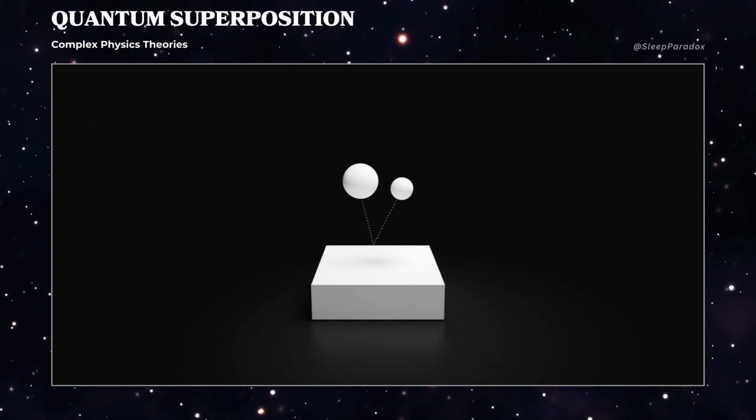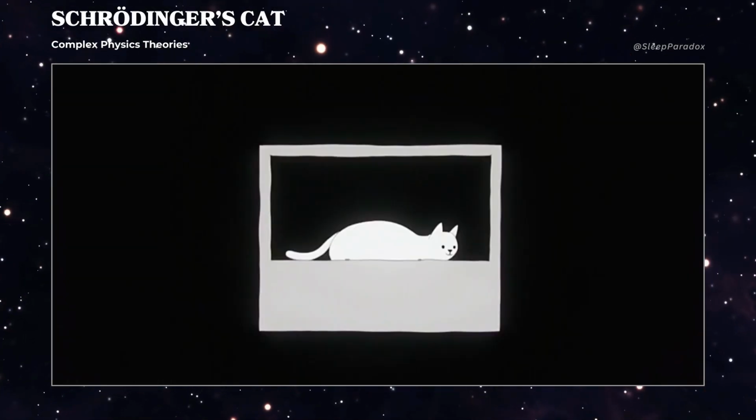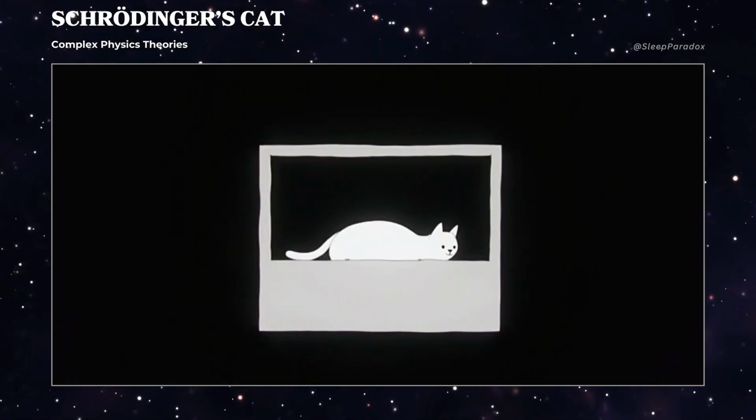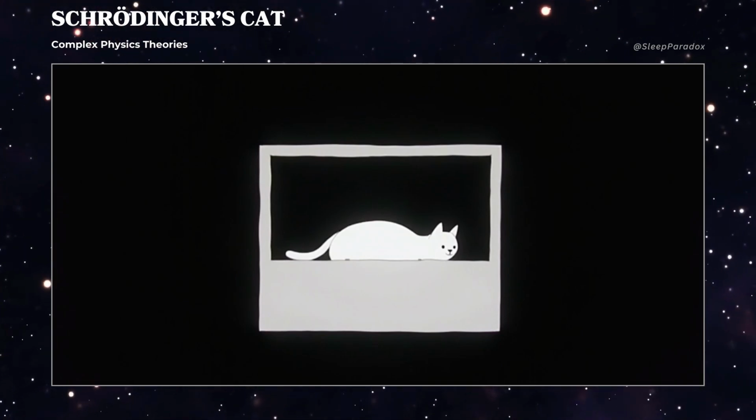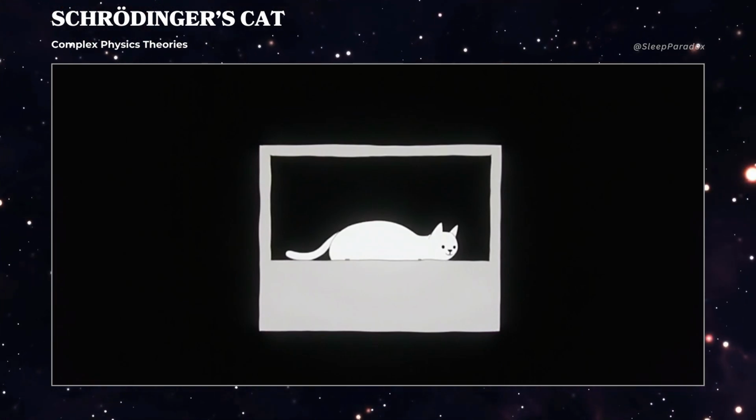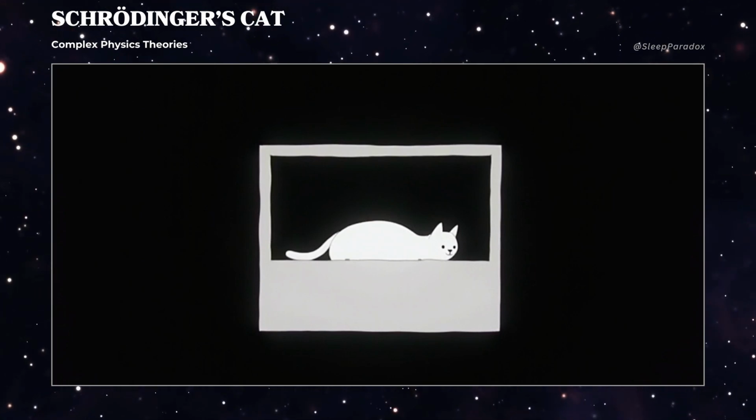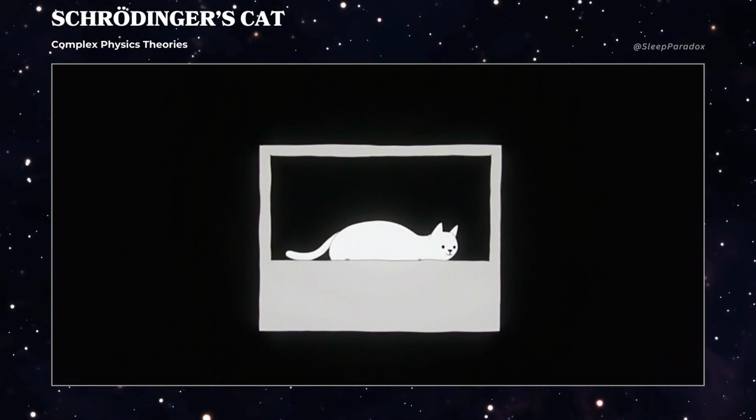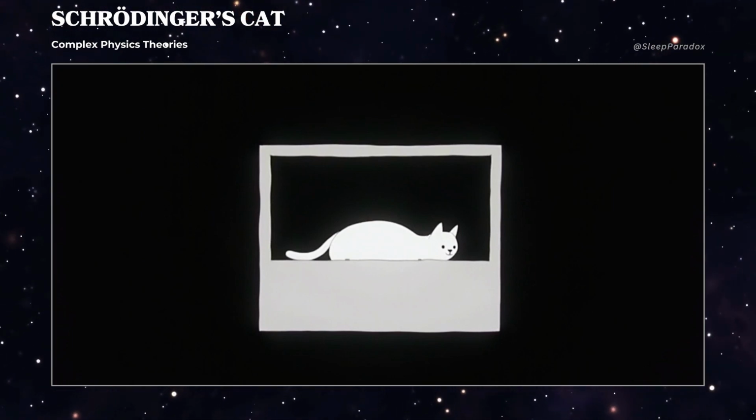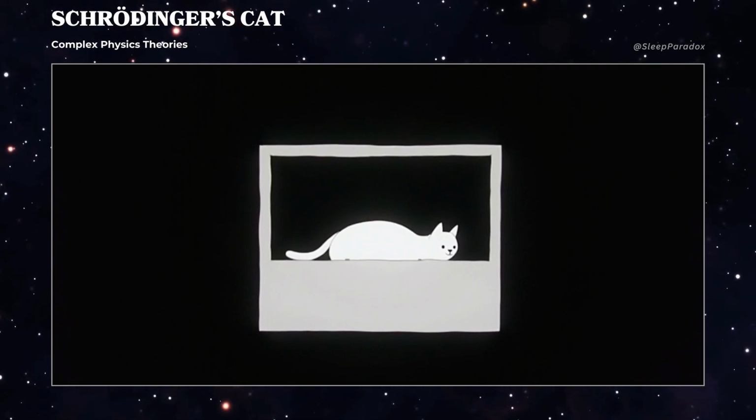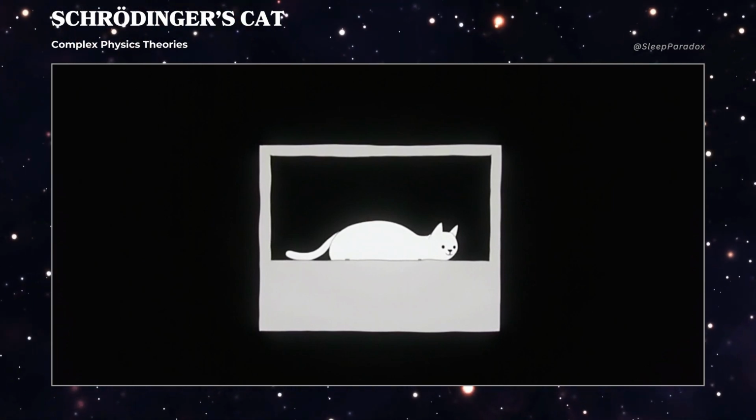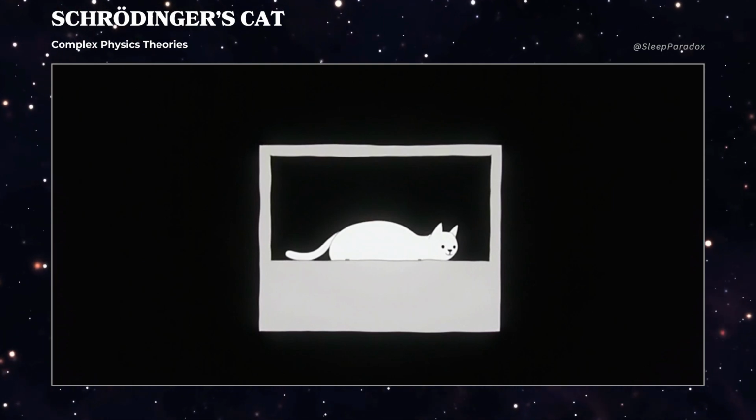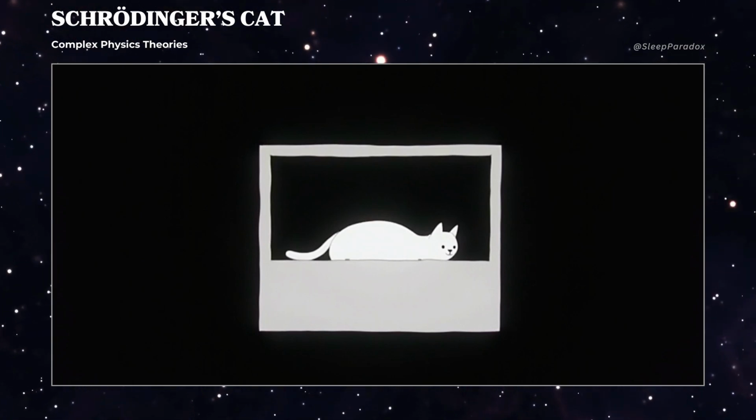Schrödinger's cat. Schrödinger's cat is one of the most famous thought experiments in physics. It was proposed in 1935 by the Austrian physicist Erwin Schrödinger, not to explain quantum mechanics, but to question it, to point out how strange and counterintuitive its implications can become when applied to everyday objects. The setup is simple, but unsettling.